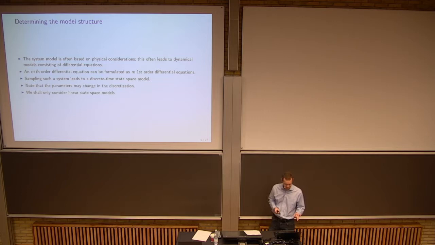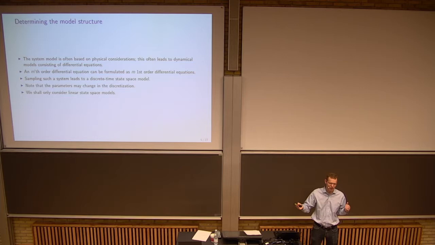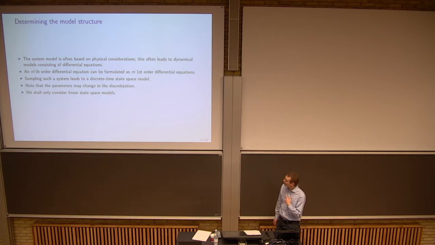But what is also the case is that pretty much every system, at least many of the systems, biological systems, they evolve in continuous time, but you observe them in discrete time. So what we need is a model that works in discrete time. Sometimes it's easier to do things in continuous time, but that's again a different course. And that changes the parameters. I will show you how that works. But you can say, as mentioned before, we'll just consider the linear subspace of state space models.